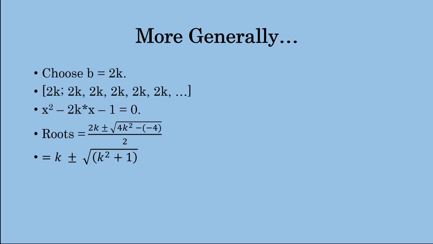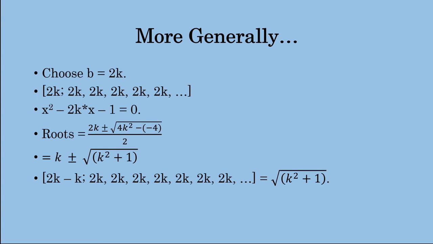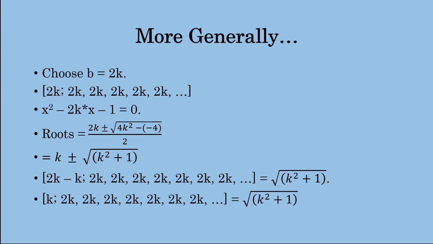And that simplifies, in fact, to something much more interesting. It's k plus or minus the square root of 1 plus k squared. And now if we want to isolate the square root, we can also subtract k from both sides.